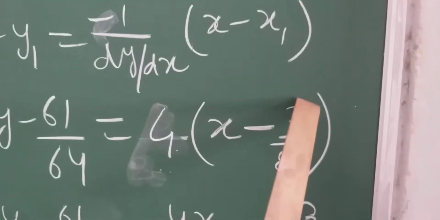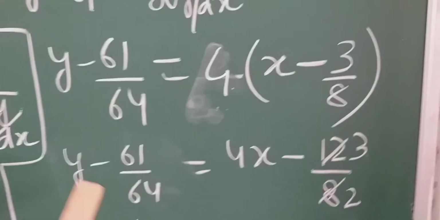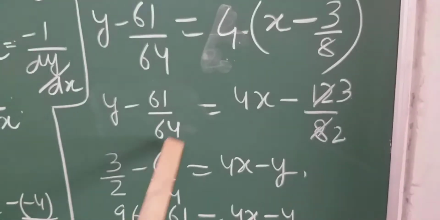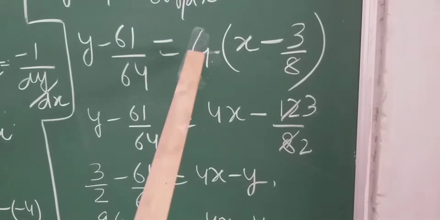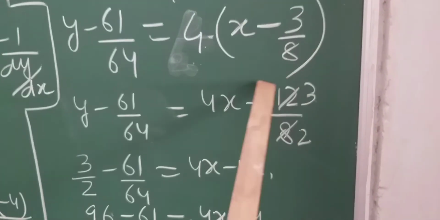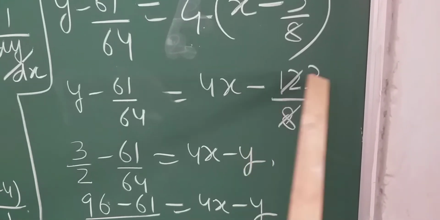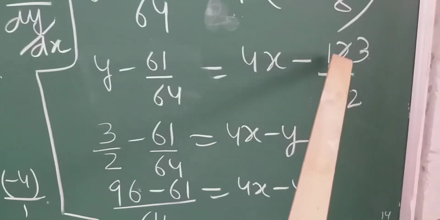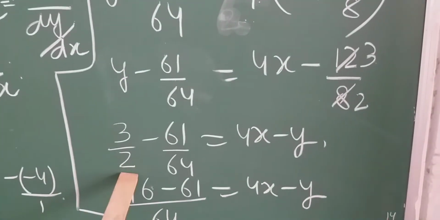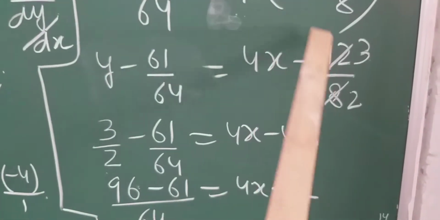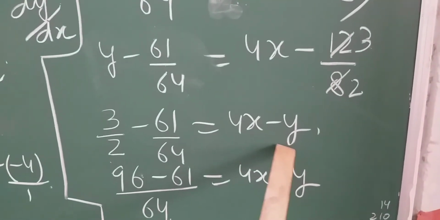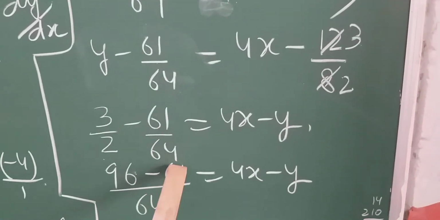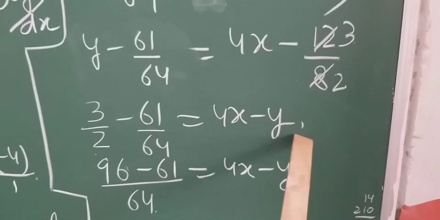x minus x1 is 3 upon 8. So y minus 61 upon 64 equals to 4x minus 12 upon 8. So 4 3s are 12, 4 2s are 8, 3 upon 2. So 3 upon 2 will transpose this side and become positive, and y will transpose this side and become negative. So 3 upon 2 minus 61 upon 64 equals to 4x minus y.